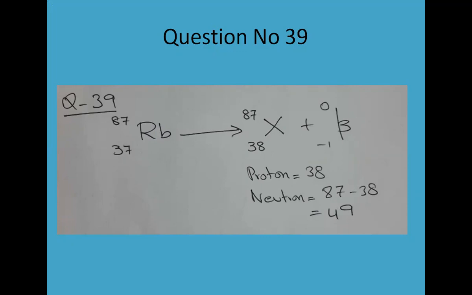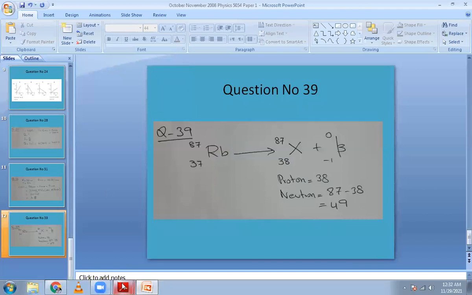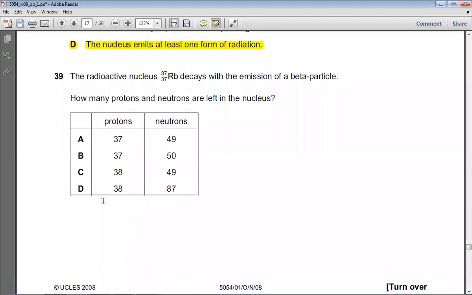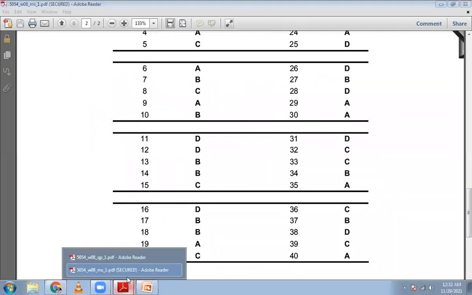So the protons are 38 in the daughter nucleus, and the new number of neutrons will be the nucleon number minus the proton number. 87 minus 38, and that will be 49. So in the daughter nucleus, the proton number will be 38 and the neutrons will be 49. Remember this number, 38, 49. The number of protons will be 38 and the number of neutrons will be 49. Hopefully you understand. So C is the right choice, sir. 39C is the best and the right choice.